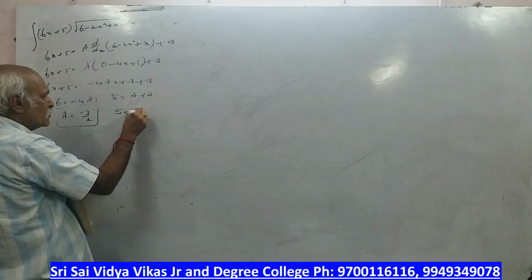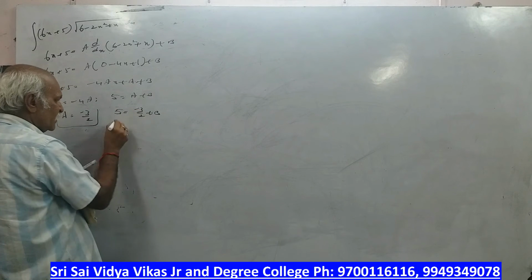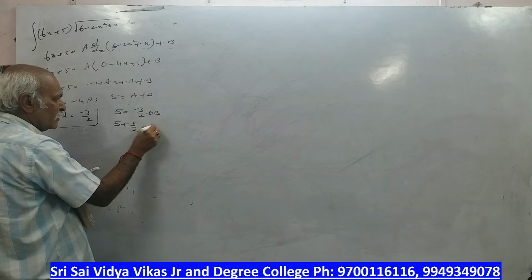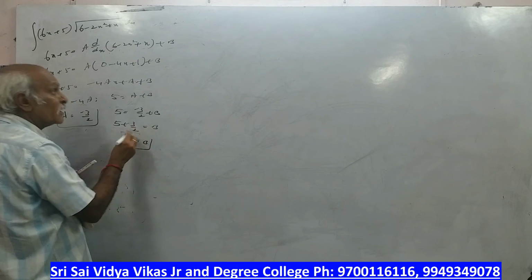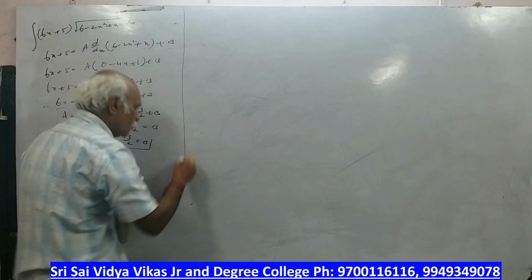Therefore 5 is equal to minus 3 by 2 plus b. Bring here 5 plus 3 by 2 is equal to b. Therefore 10 plus 3, 13 by 2 is equal to b. Right? Observe here, most important step.